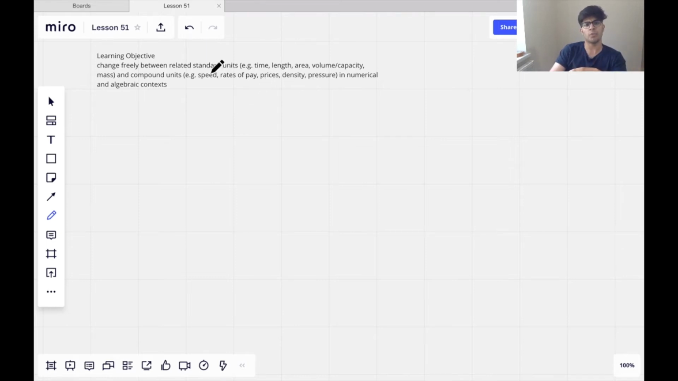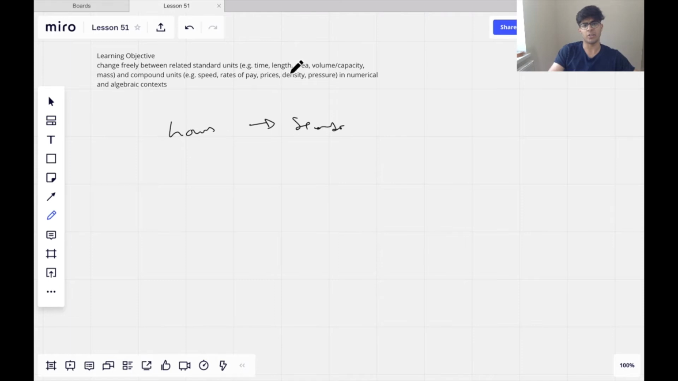Converting between related standard units is, for time for example, going from hours into, for example, seconds, or into minutes, or to days or weeks. That just requires you to remember how many hours in the day, how many seconds in a minute, how many minutes in the hour, etc. I'm sure most of you know this.